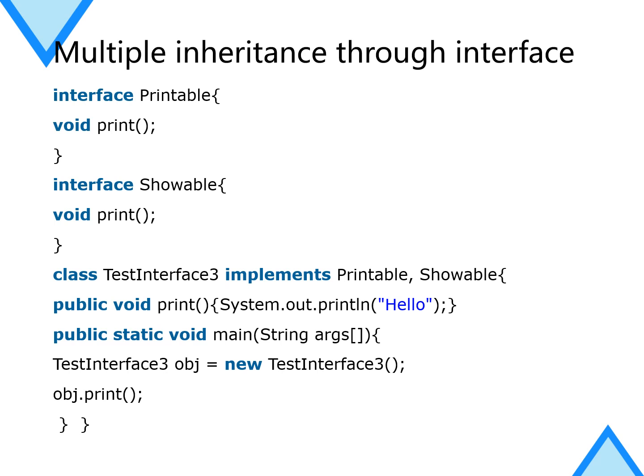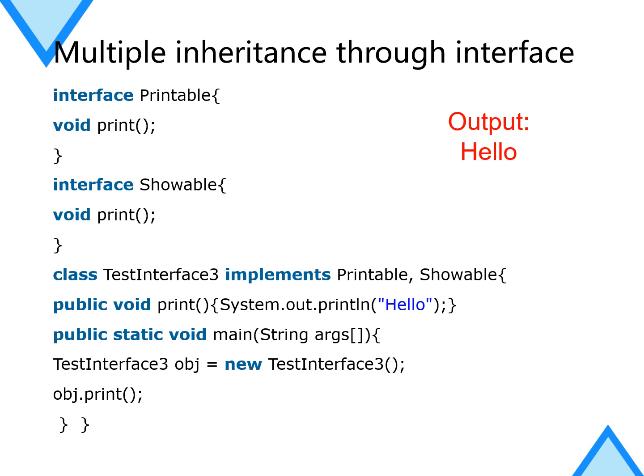Now we have the main method and we create an object of TestInterface3 and we call the method. So we will receive hello. So this is a simple example of multiple inheritance through interface.